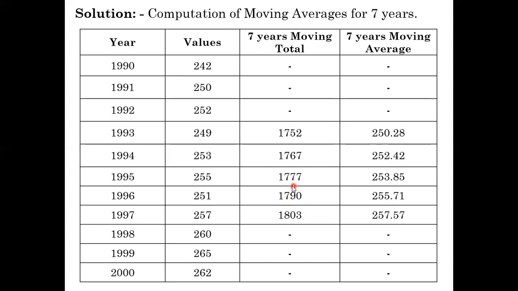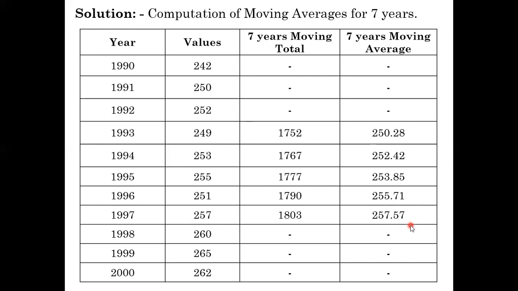So like that you have to find out 1777, then 1790 up to 265, 265, 260, 257, 251, 255, 253. That is 1, 2, 3, 4, 5, 6, 7. Okay, 1790. Divided by 7, you will get the average. So next is up to 262. 1, 2, 3, 4, 5, 6, 7. 253 to 262, 1803. Divided by 7, you will get 257.57.